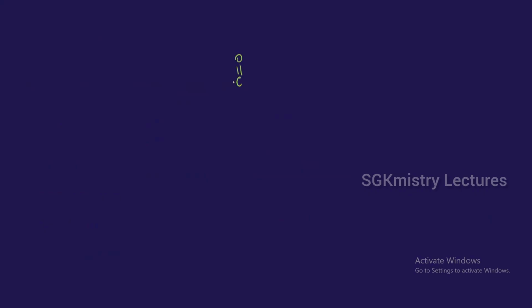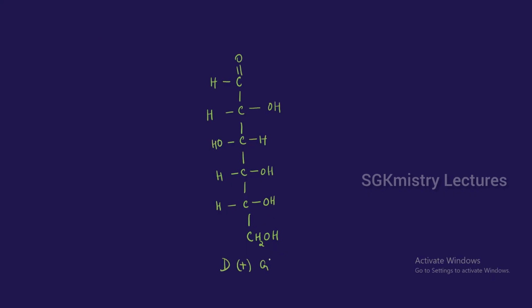First, let me write the open chain structure of glucose. The first carbon is C, in the first case OH is on the right. Next, in the second case, we have H here, OH here. Again, OH here, H here. Again, OH and H, and CH2OH. This is the open chain or straight chain structure of glucose, and we name it D-(+)-glucose.